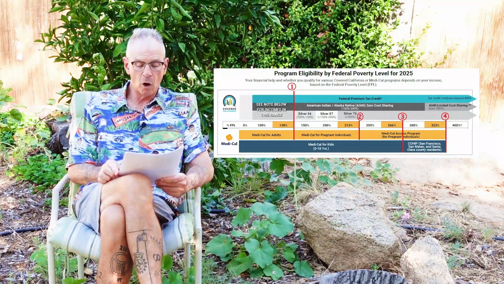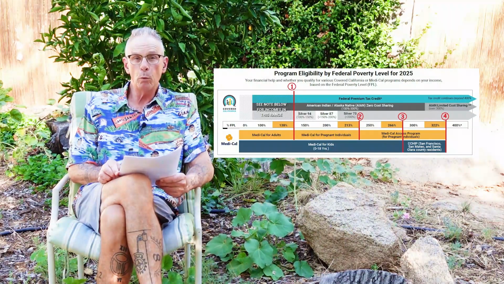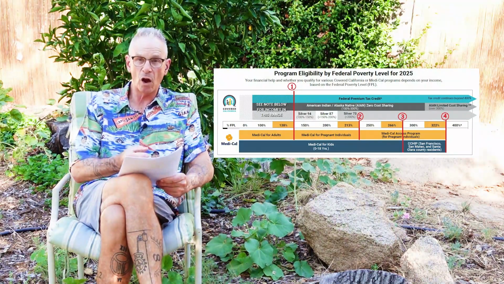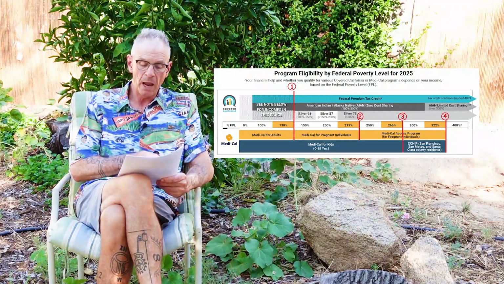The next column is 213%, and that is Medi-Cal for pregnant individuals. So if a woman indicates that she's pregnant on the Covered California application, she would be offered Medi-Cal and not the subsidy.